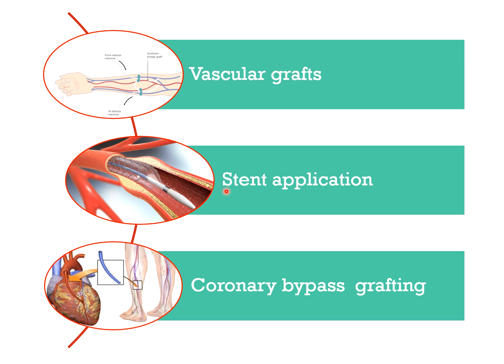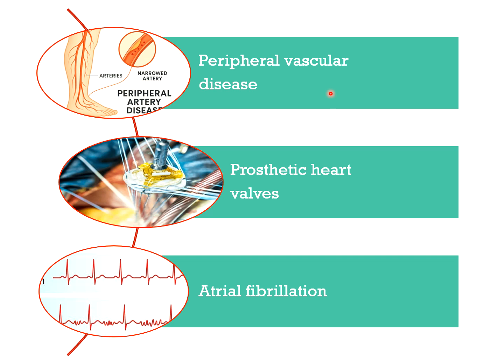So during stent application also, to reduce clot formation, we use aspirin. And also it is used in coronary bypass grafting, peripheral vascular disease, prosthetic heart valves, and atrial fibrillation. Atrial fibrillation means there is an irregular and fast heart rate. In these conditions, to avoid the formation of clots, we use aspirin.